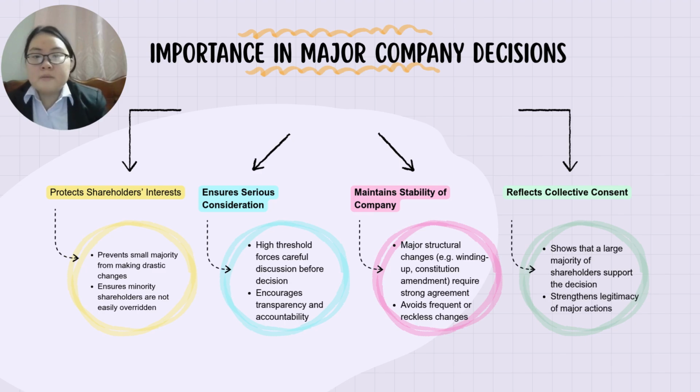So why must the company protect shareholder interest? Because it prevents a small number of people from making drastic changes, ensuring that the majority shareholders are not easily overruled. For example, if a company has a fund that holds 30% of the shares, then the 75% threshold can ensure that the majority shareholder cannot change the rules and take the fund away before negotiation.